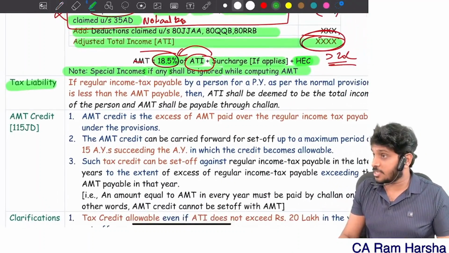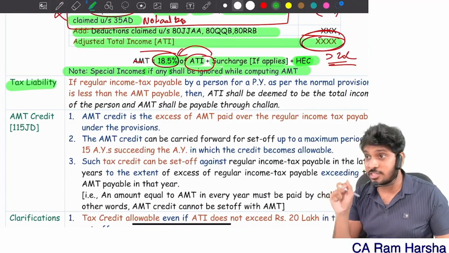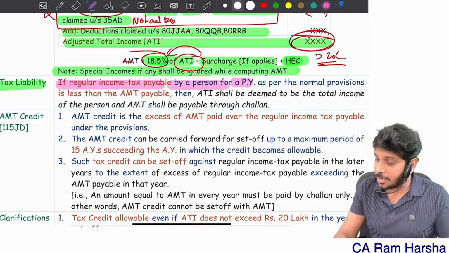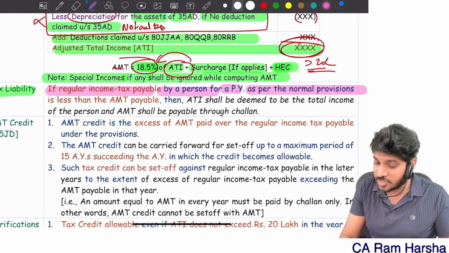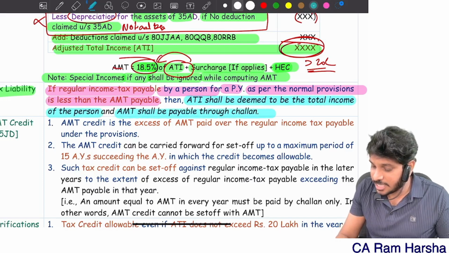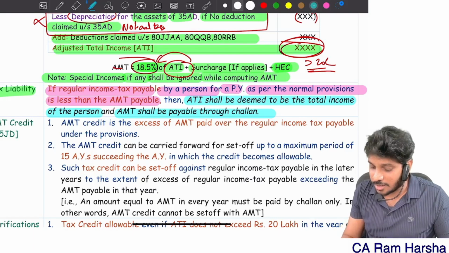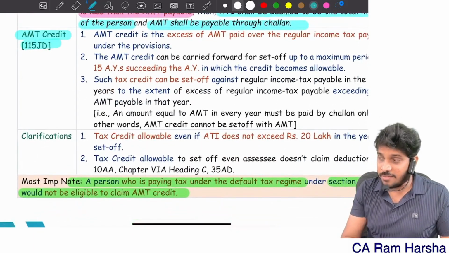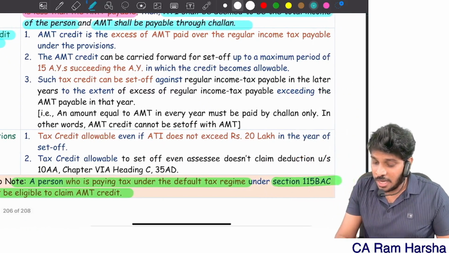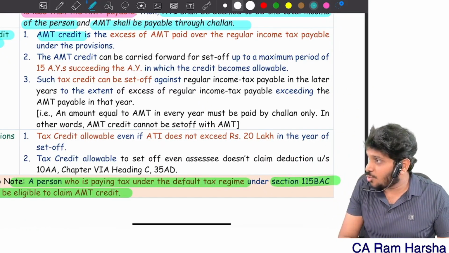Now, what is the tax limit? Sir, I computed AMT, sir. Should I pay it? No. Wait, check. You have a checkpoint here. What checkpoint? If regular income tax payable by a person for a particular previous year as per normal provision is less than AMT, then adjusted total income shall be deemed to be total income of the person. AMT shall be payable through challan. Yes or no?